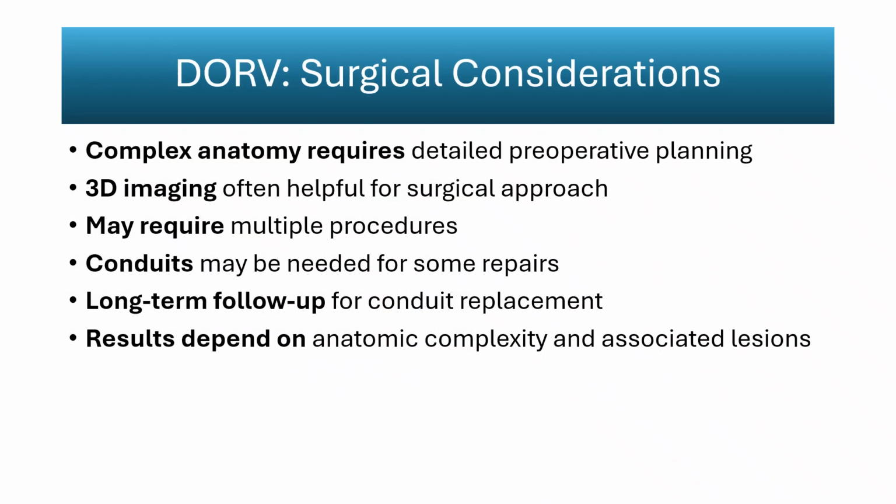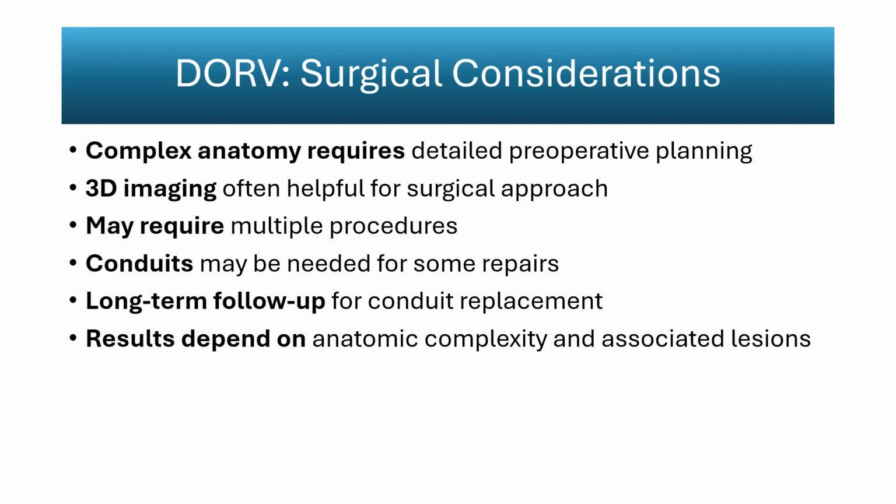Repair of double outlet right ventricle requires meticulous planning because of the variability in anatomic relationships. Preoperative imaging, often including three-dimensional echocardiography or CT reconstruction, helps define the spatial orientation of the ventricular septal defect, great arteries, and outflow tracts, which guides the operative approach. Many patients undergo staged or multiple procedures, as initial palliation may be followed by definitive repair once the child is larger and physiology more stable.